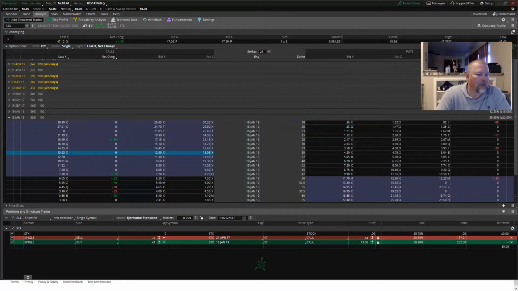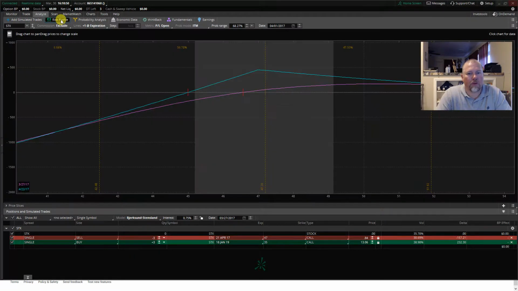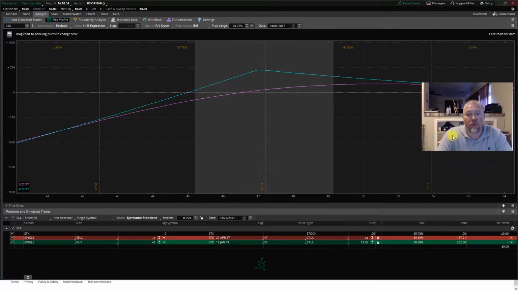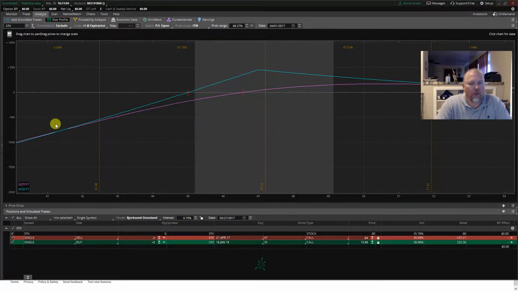Let me clear that out, and then we'll jump over and look at the risk graph real quick. So draw tool off. Let me look at the risk profile here. Okay, that's a pretty nice risk profile you got going on. Right there. The middle line here is the current trade price, 47.20, it looks like.